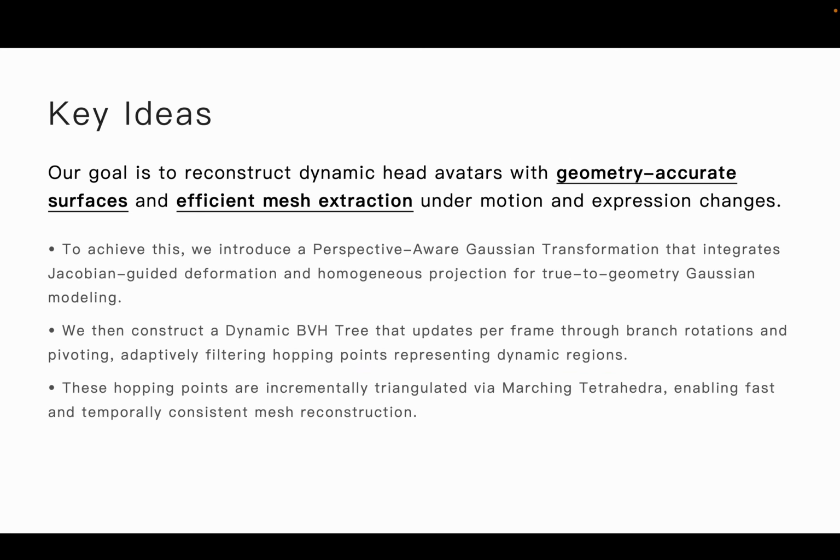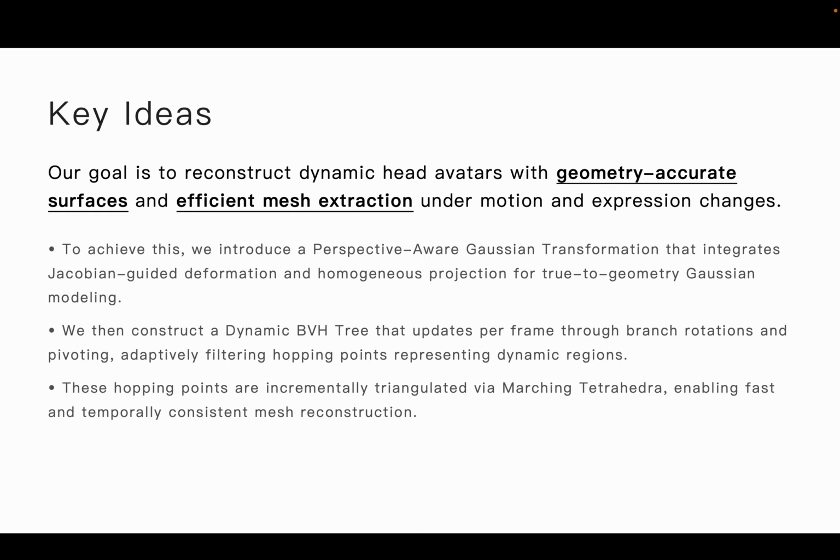Now that we've seen why geometry accuracy matters, let's look at the key ideas behind TGA. Our goal is to reconstruct dynamic head avatars with geometry-accurate surfaces and efficient mesh extraction, even under motion and complex expressions. To achieve this, we first introduce a perspective-aware Gaussian transformation. It integrates Jacobian-guided deformation and homogeneous projection, allowing each Gaussian to correctly respond to perspective and motion. This is the foundation for our true-to-geometry modeling.